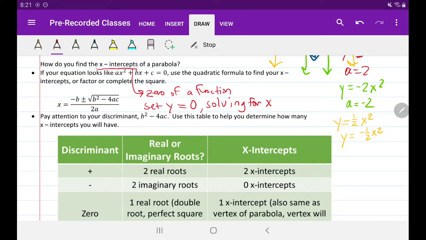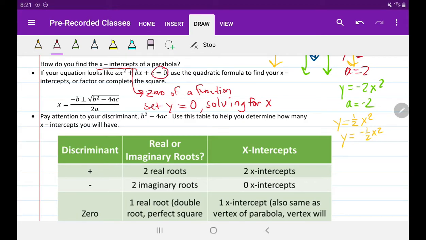Everything that you did at the end of chapter 5, when you had those equations that you factored and then set equal to 0 and solved, that's the same thing as finding the x-intercepts of the parabola. You can use that algebra. And everything that you did at the beginning of chapter 8, solving quadratic equations by factoring, by taking square roots, by using the quadratic formula, by completing the square, those are all steps we would take to find the x-intercepts of a parabola. Essentially, you're setting the quadratic equation equal to 0, and you're solving.